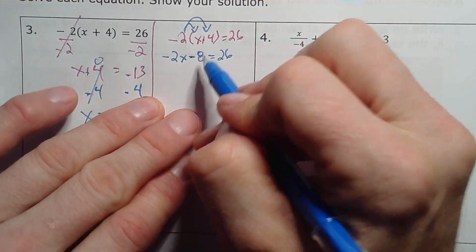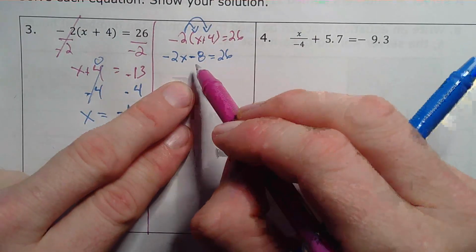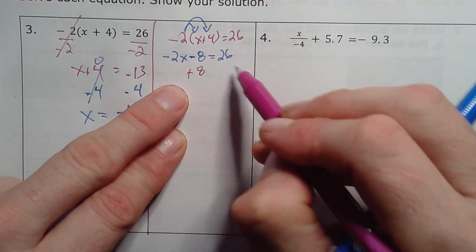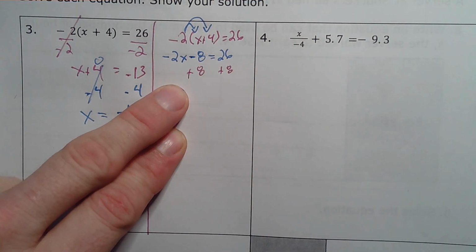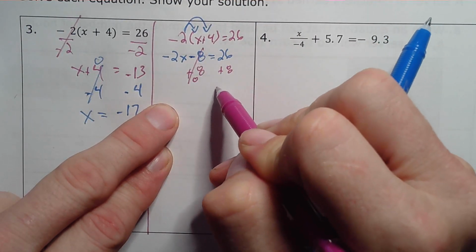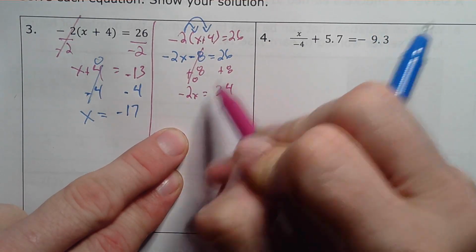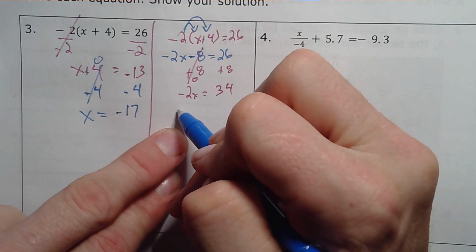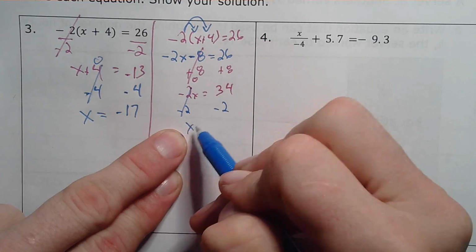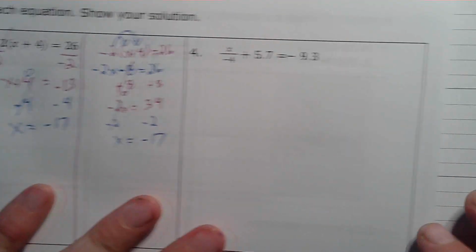All right, so now this -2 is my variable term, so I want to get this 8 out of this expression by adding 8 to that side and adding 8 to that side, because I got to keep it balanced. So that turns it into 0. 26 plus 8 is 34. So I have -2x equals 34. I have to divide both sides by -2. That's the coefficient of my variable term, making this x equals -17. So that's that one. All right, moving on to this one.